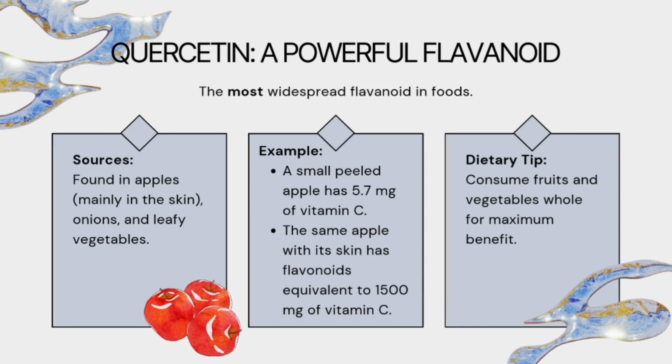But the same amount of apple with the skin contains flavonoids and other phytochemicals that have the effect of 1,500 mg of vitamin C. Onions are also major dietary sources of quercetin. In addition to their antioxidant benefits, flavonoids may also help fight bacterial infections. Recent studies indicate that flavonoids can stop the growth of some strains of drug-resistant bacteria.